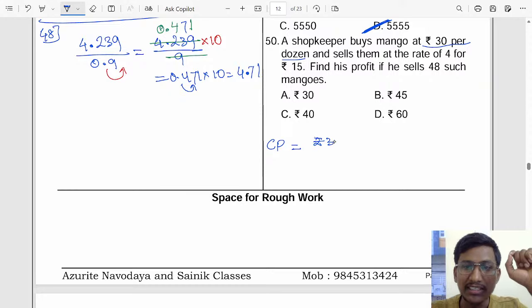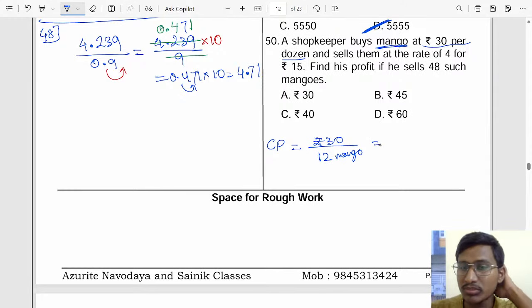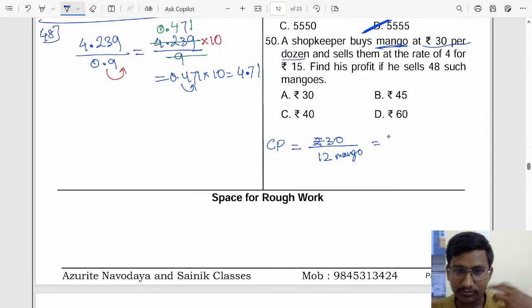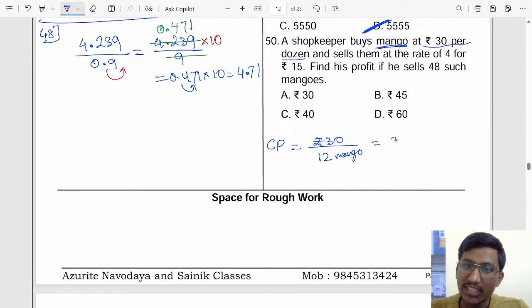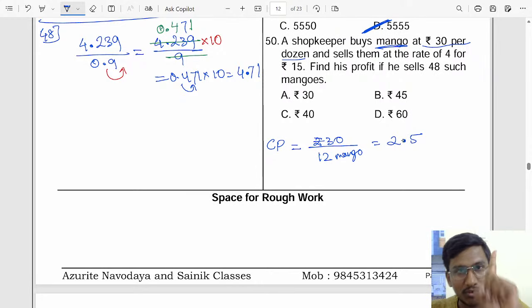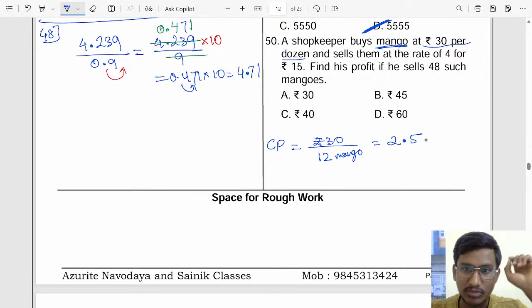So cost price will be how much? Rupees 30 divided by 1 dozen. 1 dozen means how many mangoes? 12. So if you divide by 12, you will get how much? If you divide by 12, you will get 2.5. I am directly writing it. So you will get 2.5 rupees for one mango.